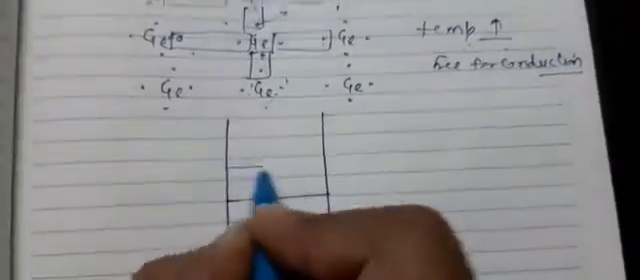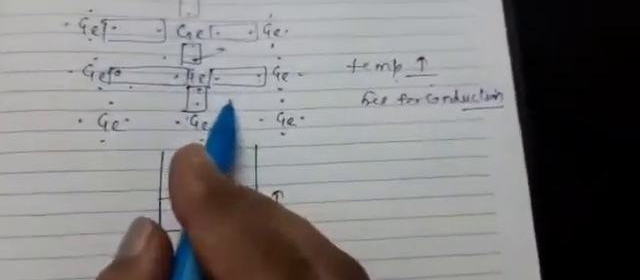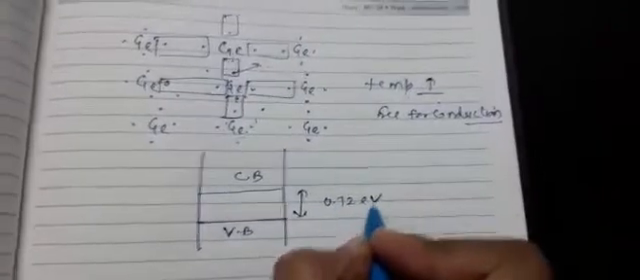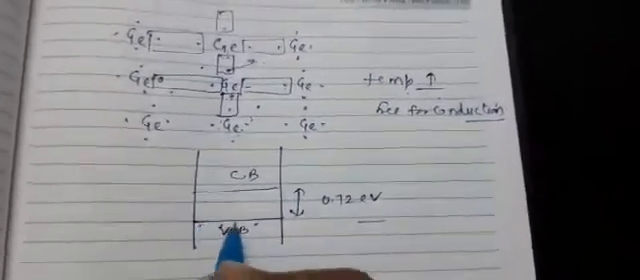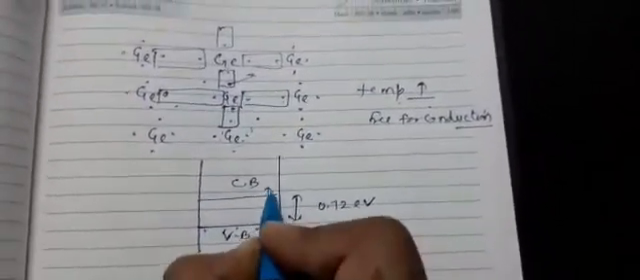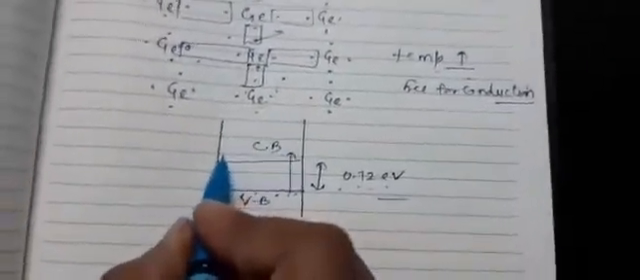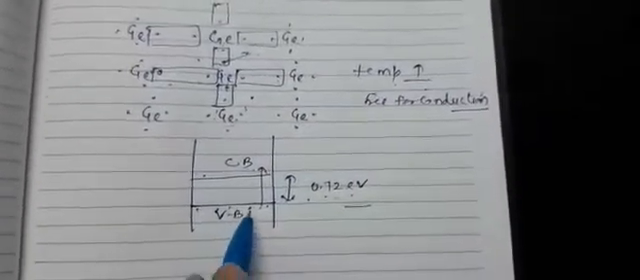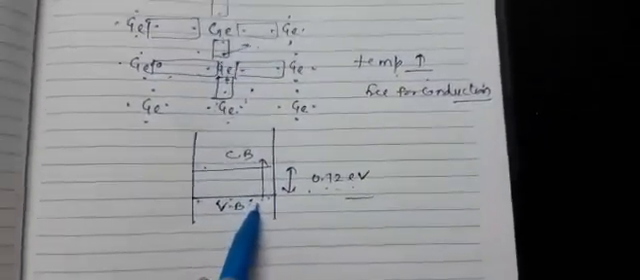If I draw the energy band diagram, this is the valence band and this is the conduction band, and specifically for germanium the band gap energy is 0.72 electron volt. The electrons present here, which are completely filled, will attain energy greater than this 0.72 electron volt and hence move to the conduction band, becoming available for conduction. And as you can see, the same number of holes will be generated.